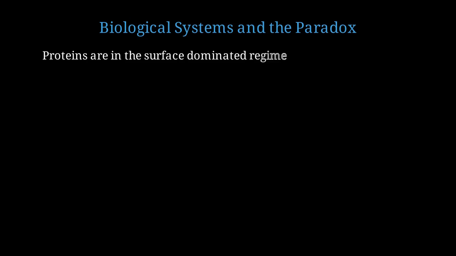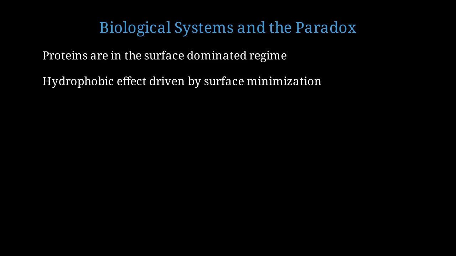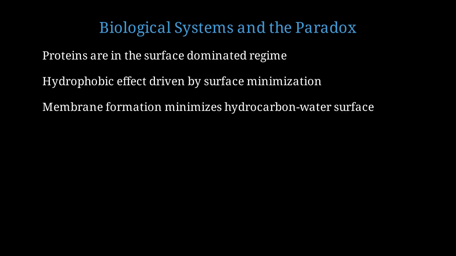This paradox is absolutely fundamental to biological systems, which operate at the nanoscale. Proteins, typically 2 to 10 nanometers in size, are firmly in the surface-dominated regime. Their function is almost entirely determined by surface properties. The hydrophobic effect, which drives protein folding, is fundamentally about minimizing water surface area in contact with nonpolar groups. Biological membrane formation is driven by the system attempting to minimize the unfavorable surface area between hydrocarbon tails and water. Viruses, at 20 to 300 nanometers, exploit surface-dominated thermodynamics for their assembly and stability.